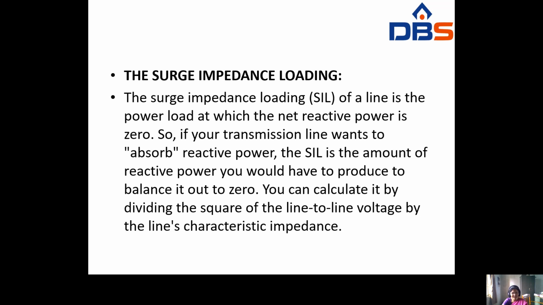You can calculate it by dividing the square of the line to line voltage by the line's characteristic impedance. So when we divide the square of the line to line voltage by the characteristic impedance, we get the surge impedance loading.